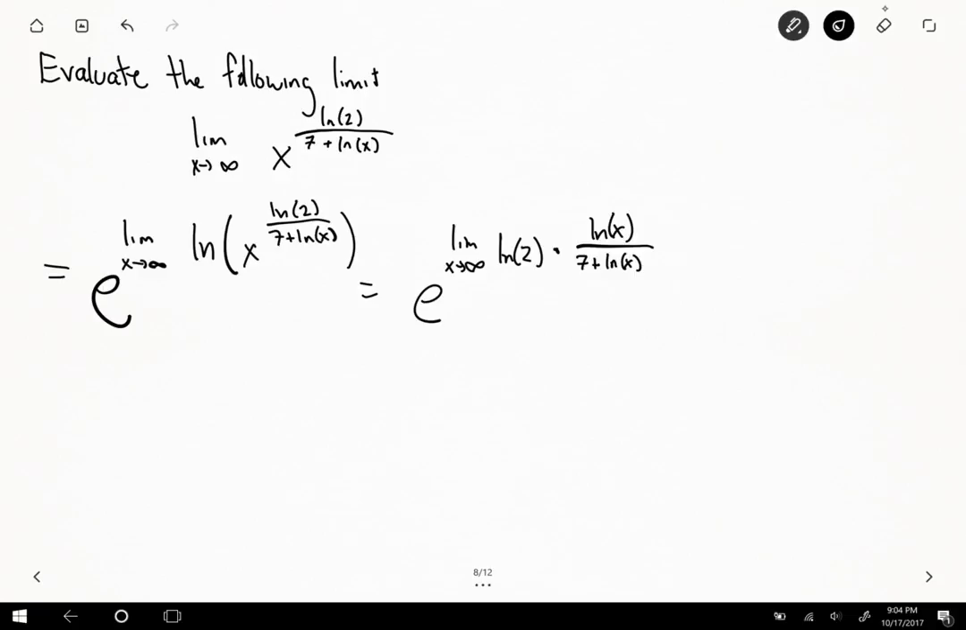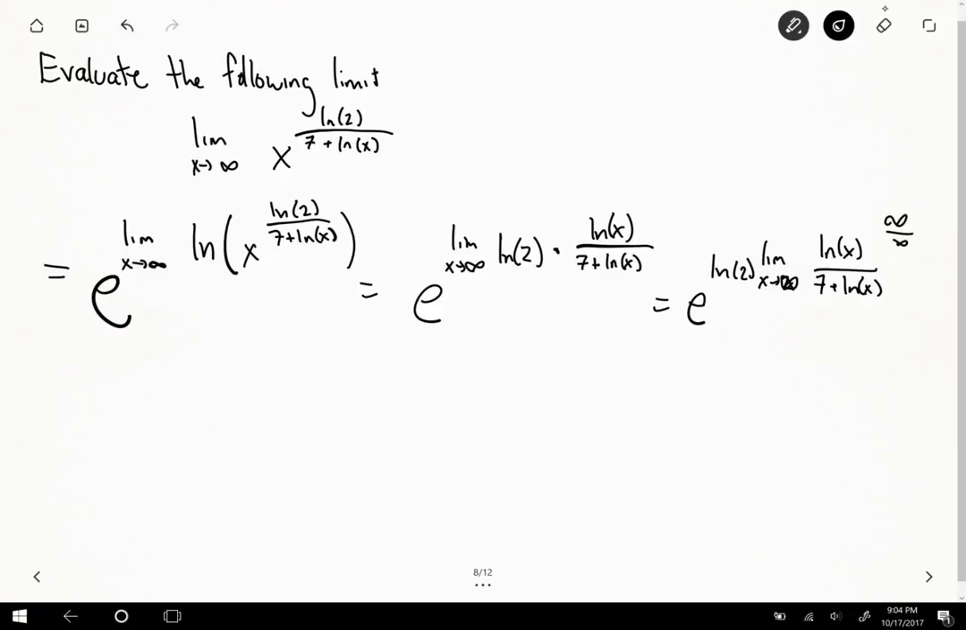And the reason why is we've set up where we can use L'Hopital's rule. So you can pull the e to the natural log of 2 out in front of the limit. And so you get limit as x approaches infinity of natural log of x over 7 plus natural log of x. And so notice when we plug this in, you get infinity over infinity. So what do we do? Well, by using L'Hopital's rule, this becomes e to the natural log of 2, which we could actually simplify at this point, but it's not necessary if we want to wait till the end.